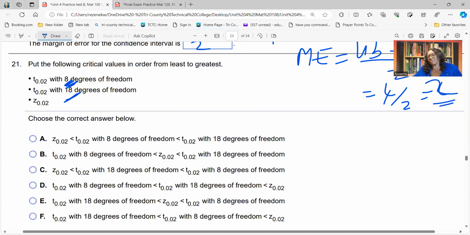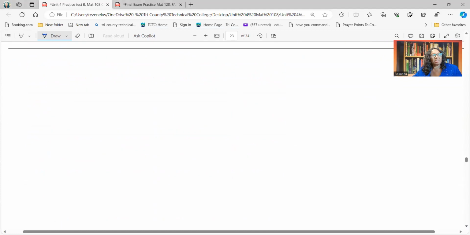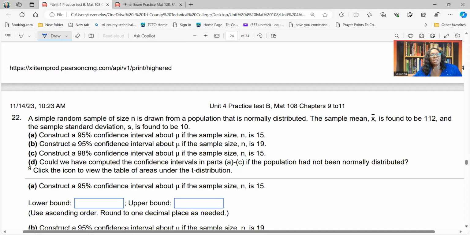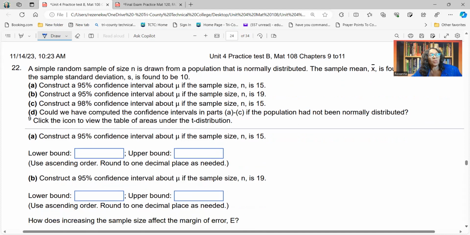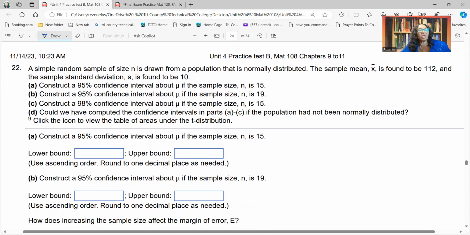Let's go and do hypothesis testing. A simple random sample of size n is drawn from a population that is normally distributed. The sample mean is that. I'm talking about number 22. And the sample standard deviation is that. Construct a 95% confidence interval. We're just going to do one. We have everything given to us. Don't worry about doing it by hand. It's not necessary to calculate it by hand.